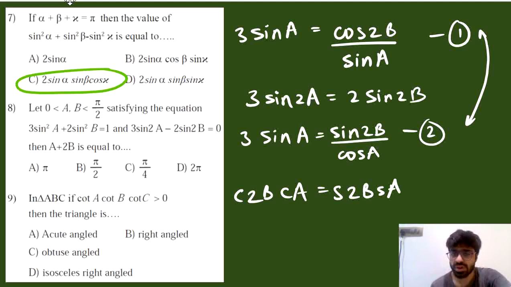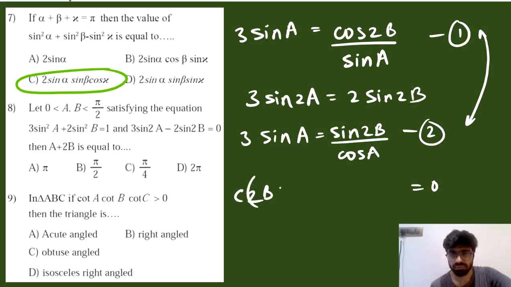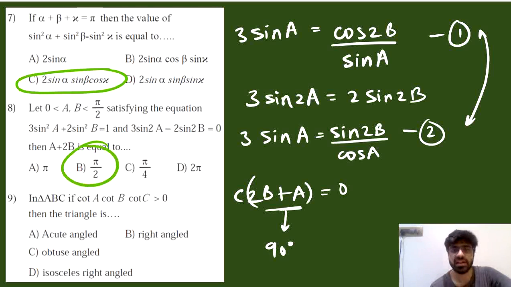Take that sin 2B into sin A on the left. We have minus here and equal to 0. Cos 2B cos A minus sin 2B sin A is the expansion of cos of 2B plus A. So cos of 2B plus A will be 0. So 2B plus A must be equal to 90 degrees. So if 2B plus A is 90 degrees, pi by 2, that is option B is the right answer.